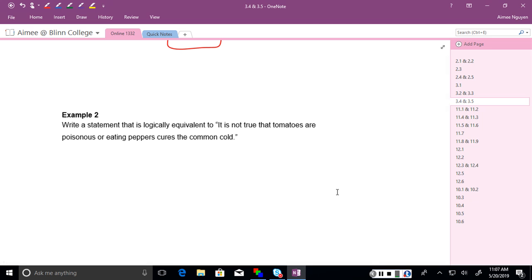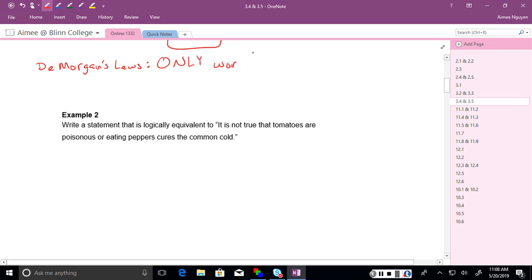So in example 2, we are going to use De Morgan's laws. So the big things I need you to know about De Morgan's laws. Number 1, they only work for conjunction and disjunction. They do not work for conditional or biconditional. Okay, De Morgan's laws only work for conjunction and disjunction.